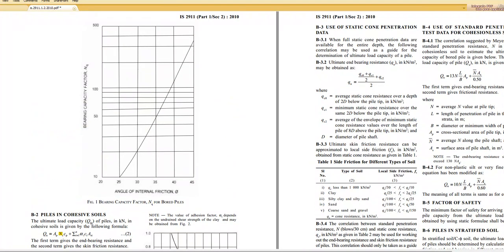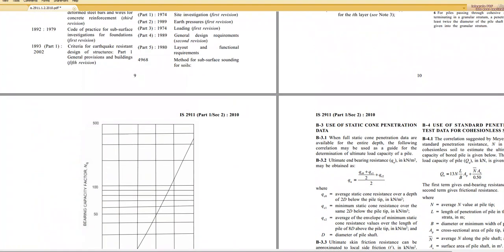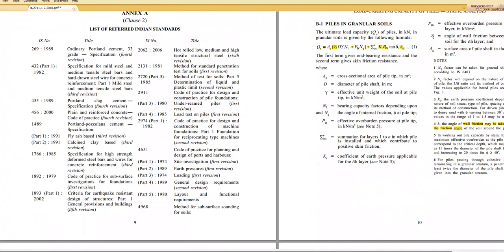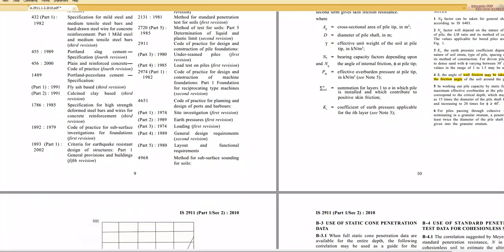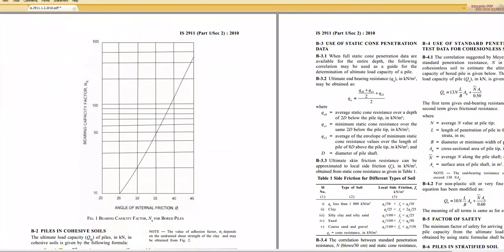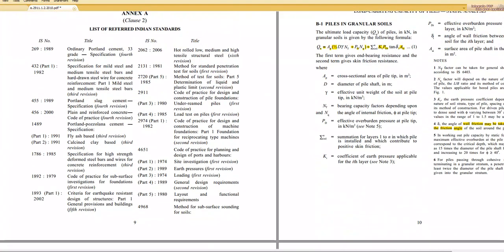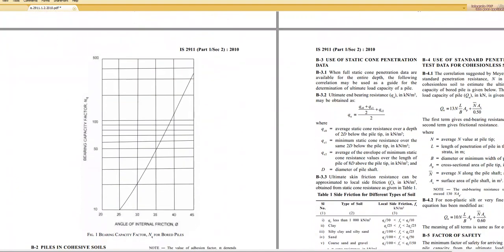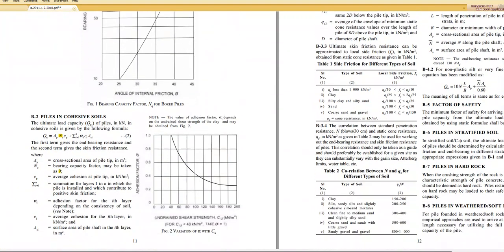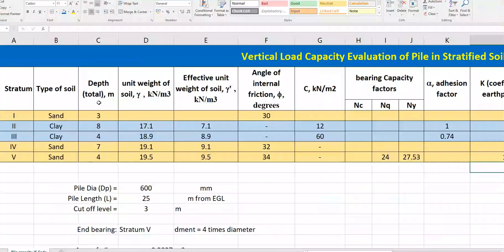This also you can see, this NQ value. NQ is utilized here. This NQ is interpolated from this graph based on the phi values. Only for this N gamma value we have to refer to IS 6403. Other values are already taken care of. NQ is here and NC value is 9. So let's go with the Excel table.